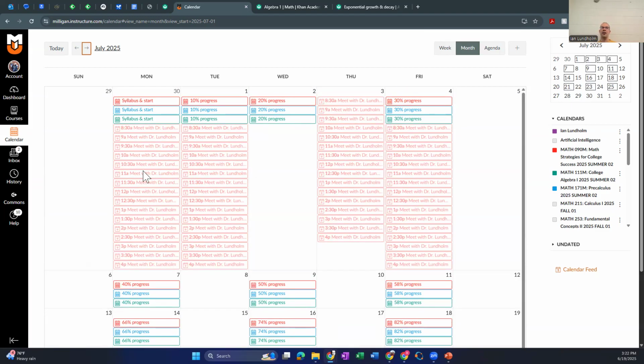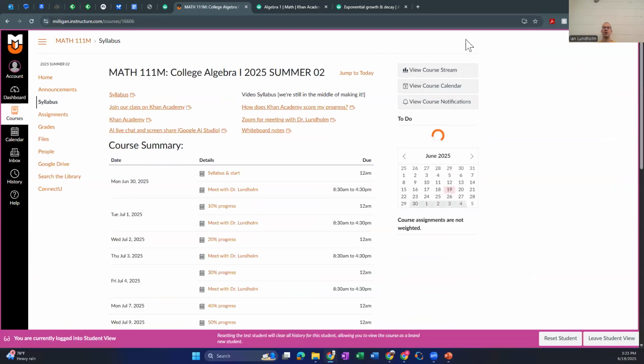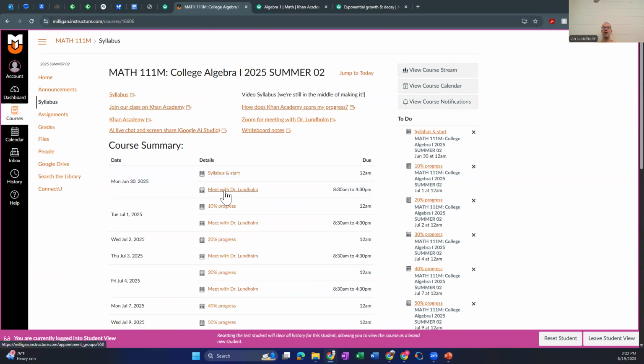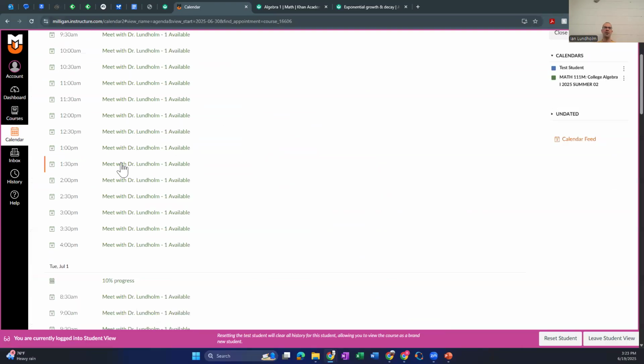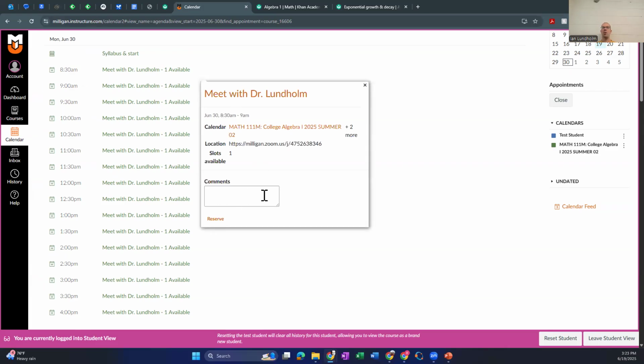The other thing that you might notice on this calendar is that I have appointment groups scheduled so that if you want to meet with me, you totally can do that. I think the easiest way to do that is probably if we go back to our main Canvas page and I say, view this as a student. What I can do is if I wanted to sign up for a time on Monday, June 30th, I could click meet with Dr. Lundholm. And over here, I would see what appointment hours I put down. And then maybe I want to meet at 8:30 in the morning. I could click on that. If I wanted to leave a comment, I could, anything to let me know what's going on. And then click this reserve button. If you click this reserve button, it'll mean that you reserve that time.